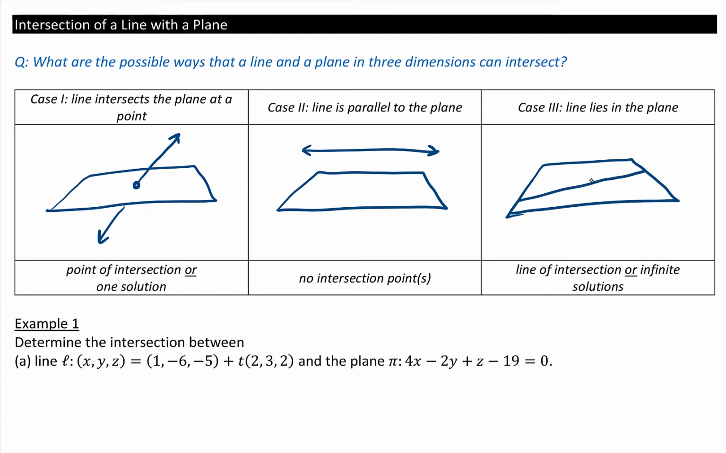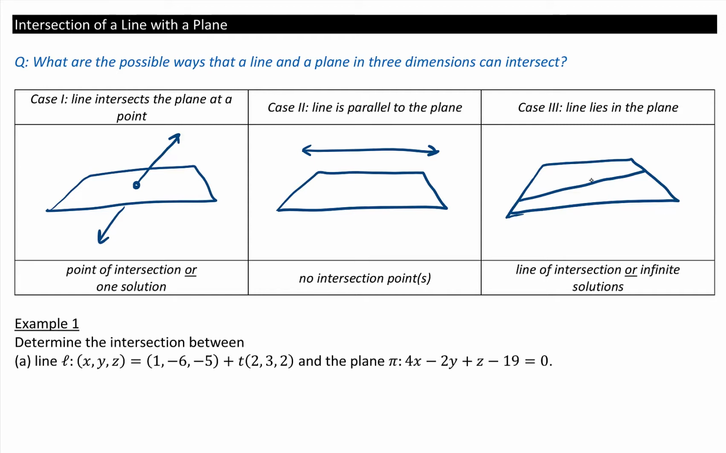Again, in our first case, we have a single point of intersection, or one solution. For our second scenario, we have no points of intersection, so no solutions. And for our third case, we have a line of intersection, or if we like, infinite solutions. There is a way for us to determine which cases we should be looking for.